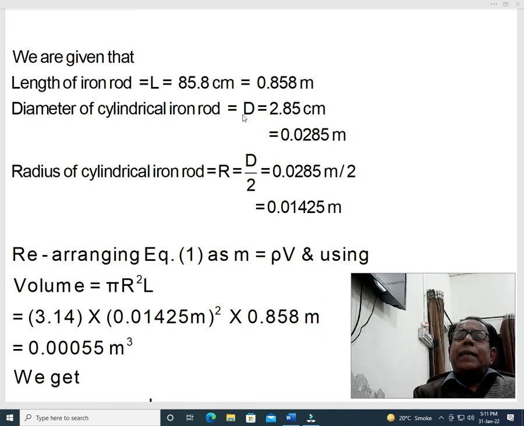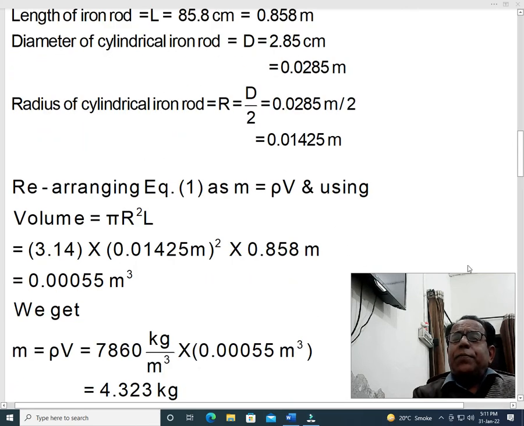Here we are not concerned with D, we are concerned only with R, but without D we cannot come to R. D is given and we have calculated R by dividing D by 2. Okay, so L, D, R, three quantities are given.